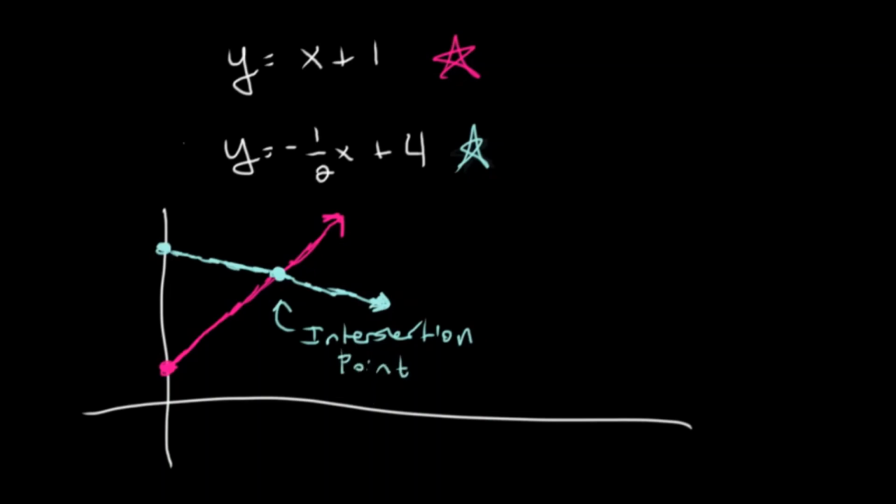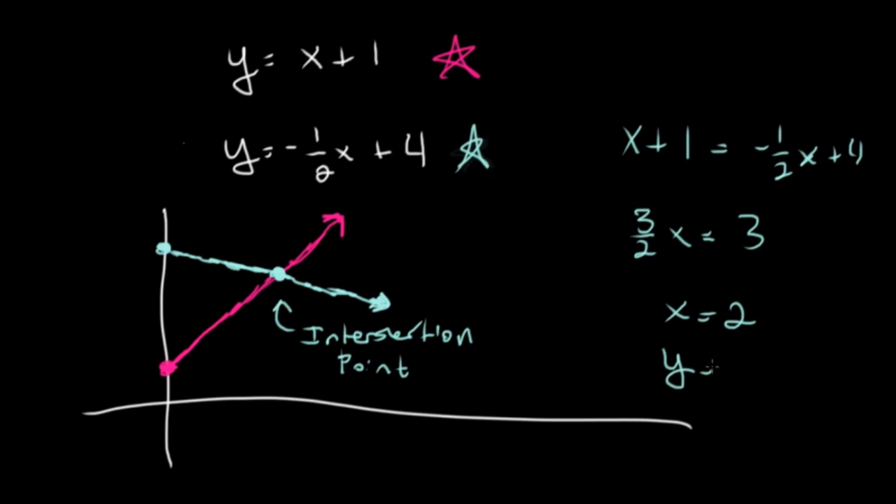Now let's jump back to what we're dealing with here. Let's figure out what it is real quick. When do these intersect? x plus 1 is equal to negative 1/2 x plus 4. Add 1/2 x to both sides, 3/2 x. Subtract 1 from both sides, 3. Multiply by 2/3. The 3's are going to cancel. You're going to get x is equal to 2. And then plugging that back in, you're going to get y equals 3. So (2, 3) is our solution here.